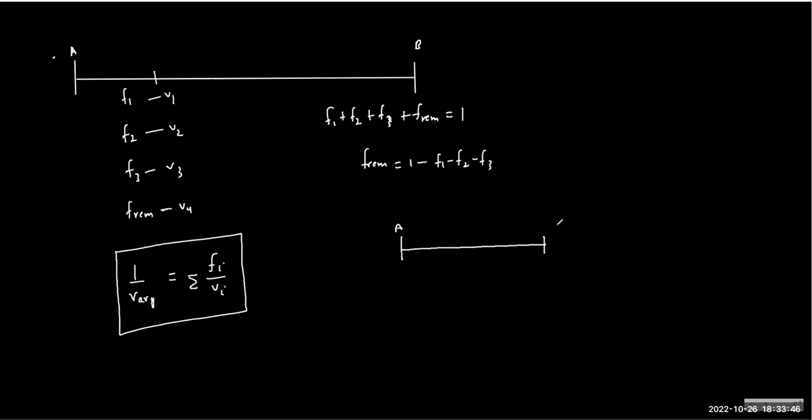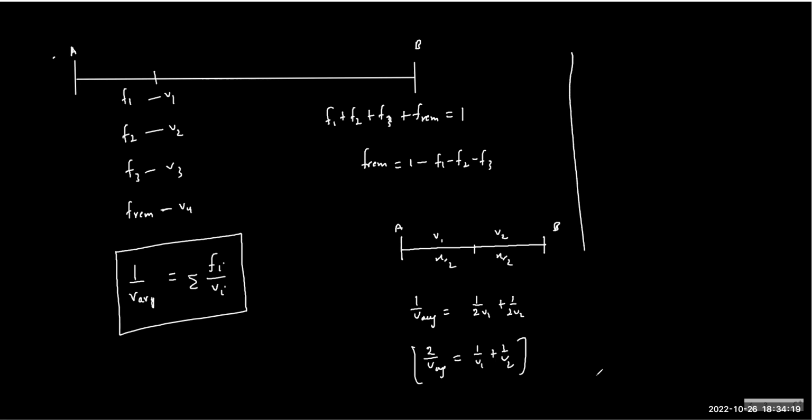So when you go from A to B, and if you travel half the distance with V1 and half with V2, what fraction do you travel with V1? 1 by 2. And what fraction with V2? 1 by 2. So what should be the answer? 1 by V average equals 1 by 2 V1 plus 1 by 2 V2. That's simple. We're writing the fraction. And this is the answer. So you can also write it as 1 by V1 plus 1 by V2, and if you rearrange, you'll get the answer.